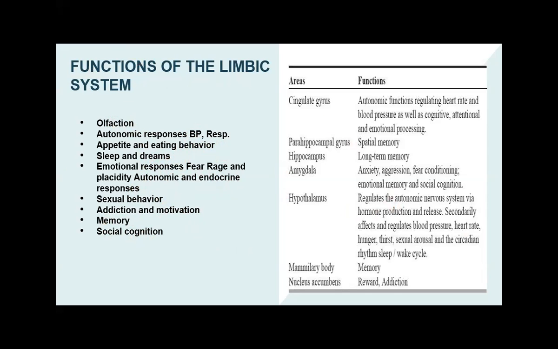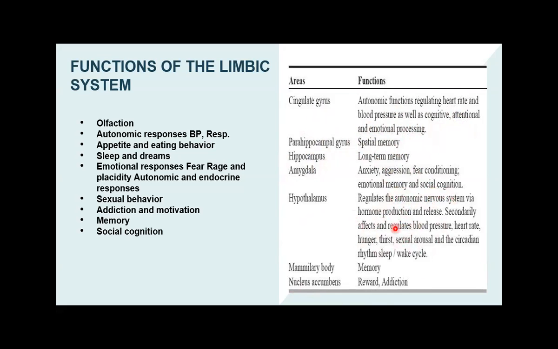So the parts of the limbic system. First, the cingulate gyrus. It is involved in autonomic function, regulating heart rate and blood pressure, as well as cognitive, attentional, and emotional processing via its output to the hypothalamus. The parahippocampal gyrus is involved in memory. Hippocampus, long-term memory. Amygdala, anxiety, aggression, fear, emotional memory, and social cognition.